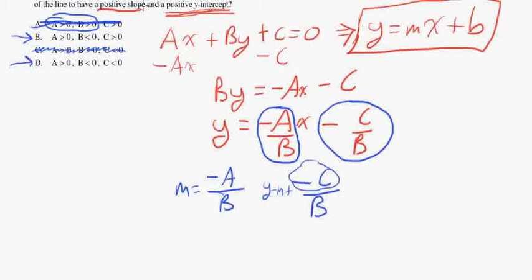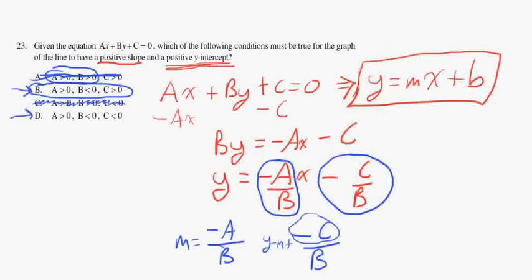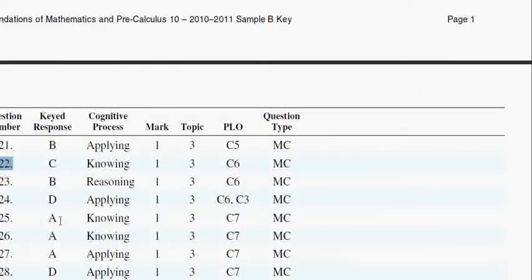So in order for this to be positive, c has to be greater than 0 and b has to be less than 0. So our answer is going to be b. And let's check. Question 23, the answer is b.